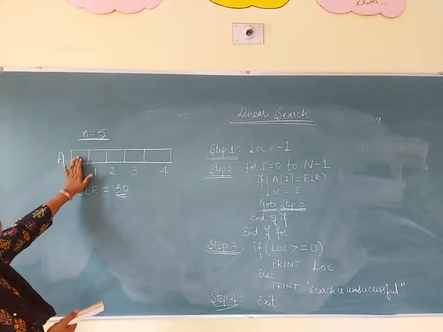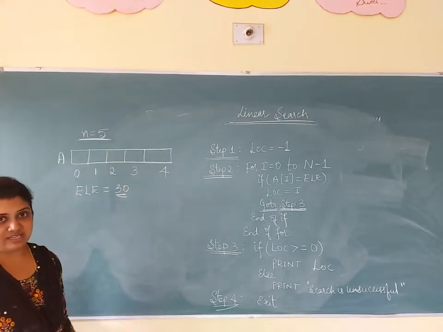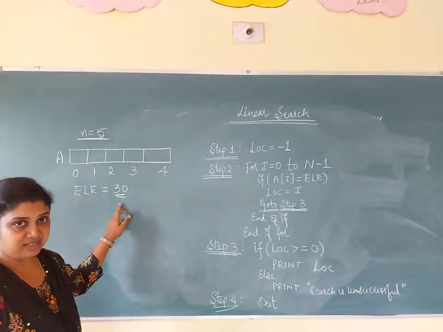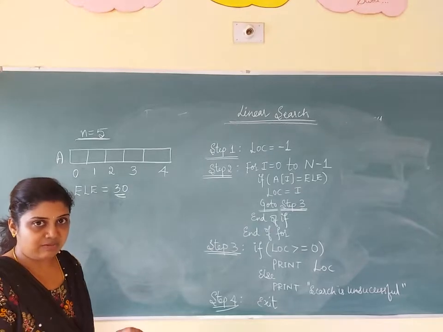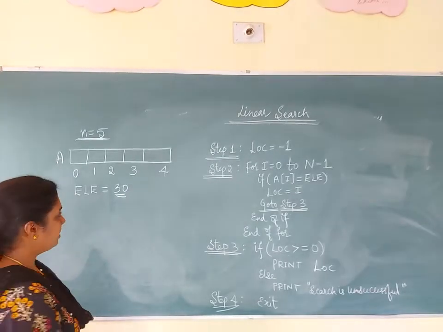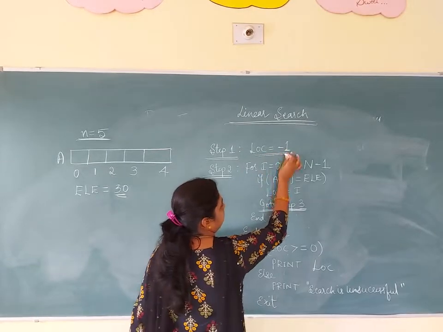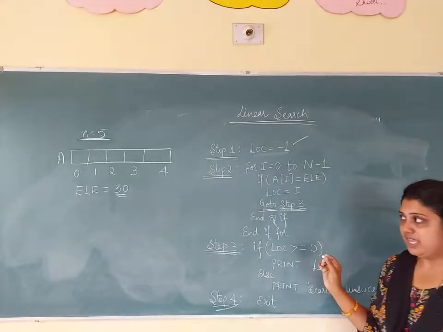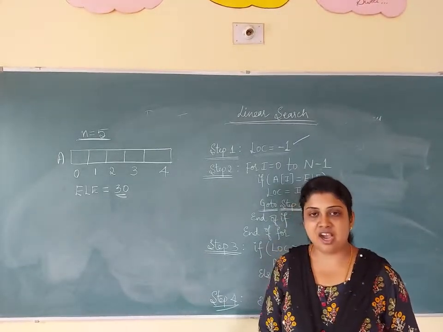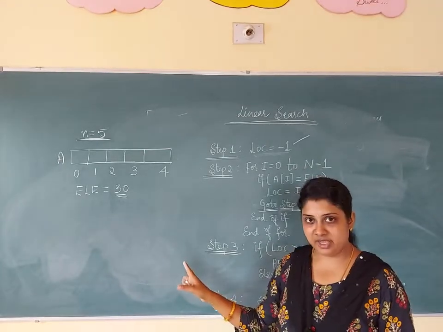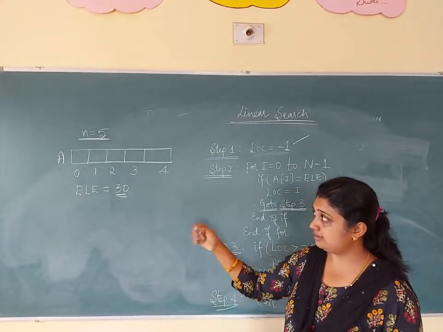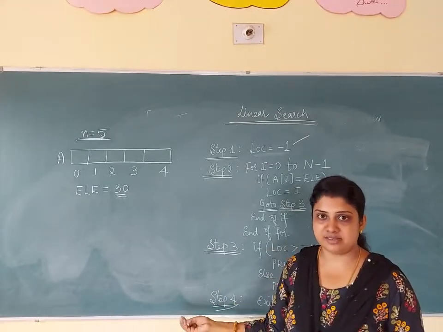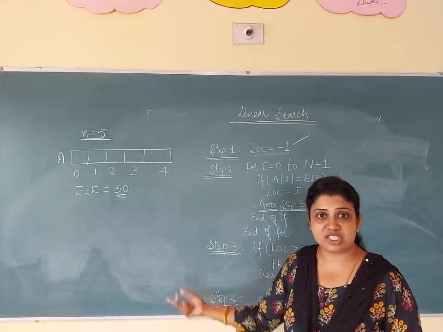See, if I give numbers here, 10, 20, 30, 40, 50, we can easily tell the position by seeing the element. But now I want to search for an element 30, and I don't know where exactly it will be present. That's why we take location equals minus 1. That is your first step. In a given array, I want to search for 30, but I don't know whether it is present or not, and I don't know which position it is in.